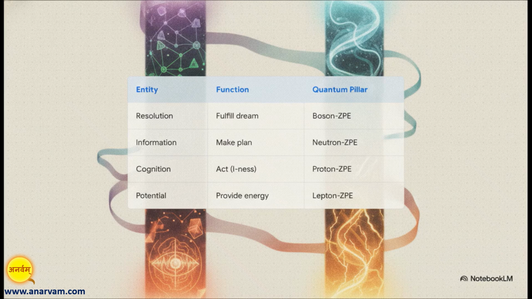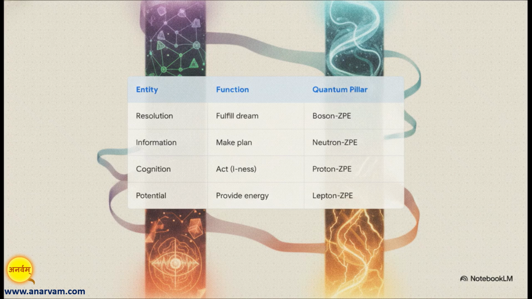And this is where the non-matter axiom steps in, and honestly, it's a breathtaking realization. We find that this exact software of life embeds perfectly into the 4 zero-dimensional quantum pillars we just identified. Potential embeds right into lepton ZPE. Cognition, which is your personal sense of I-ness, embeds in the proton ZPE.